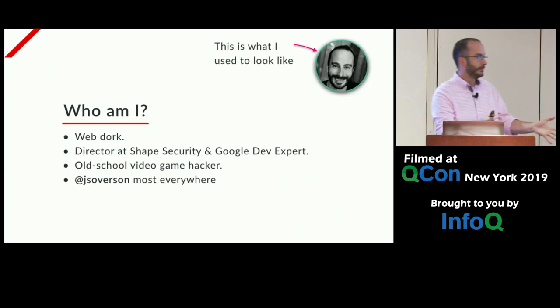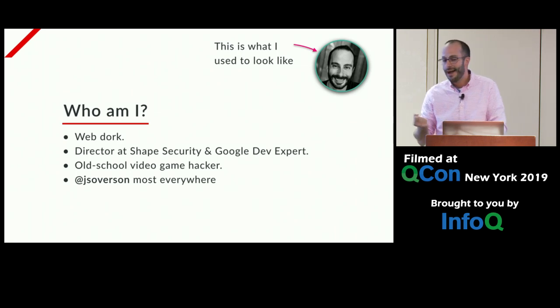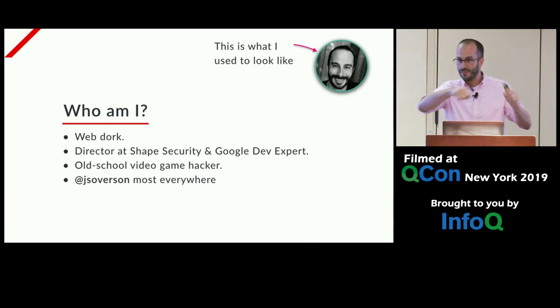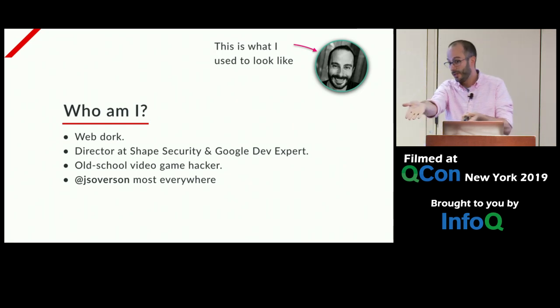So, who am I? Should you trust me at all, now that I've already brought you in here? My name is Jarrod Overson. I'm a generic web dork. I'm a director at Shape Security and a Google developer expert. Ray, actually, you're in the audience. I hear Microsoft has an MVP type program as well. Yeah, I could be a Microsoft. That's a whole different topic, guys.